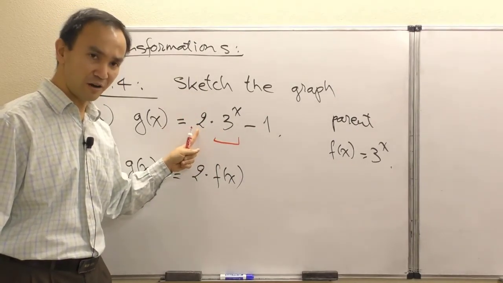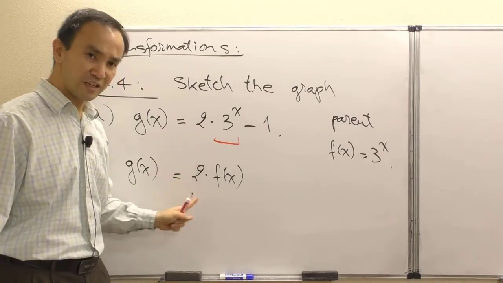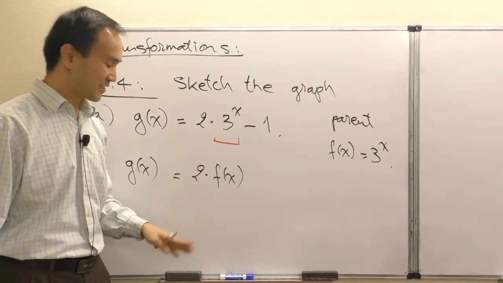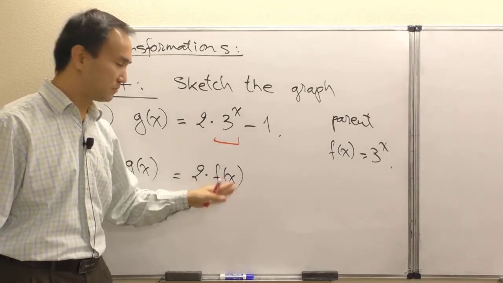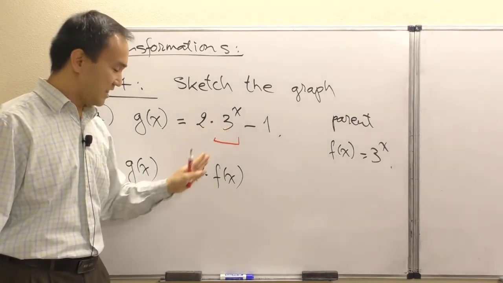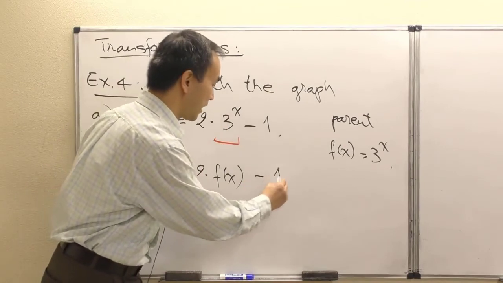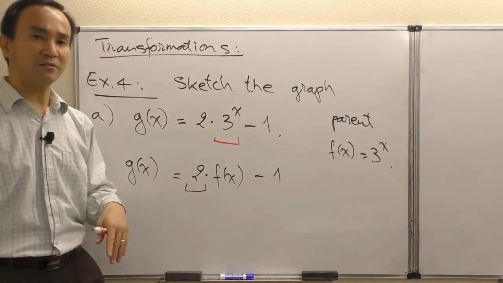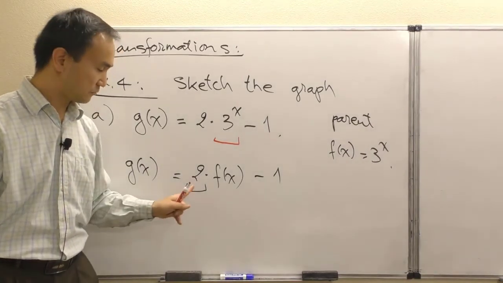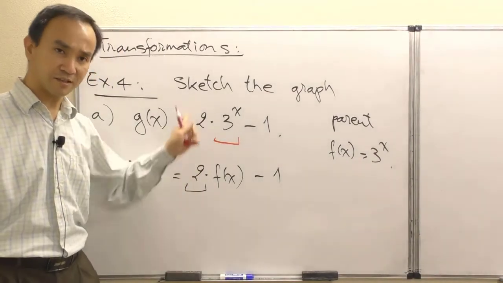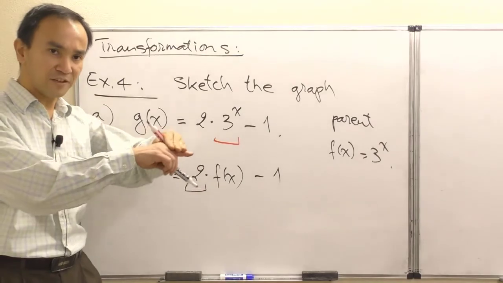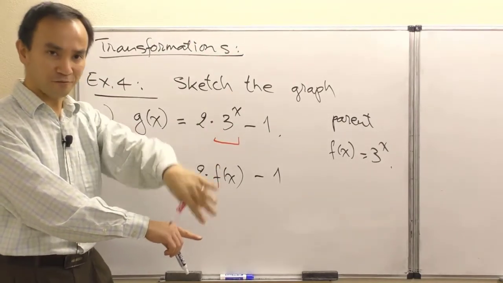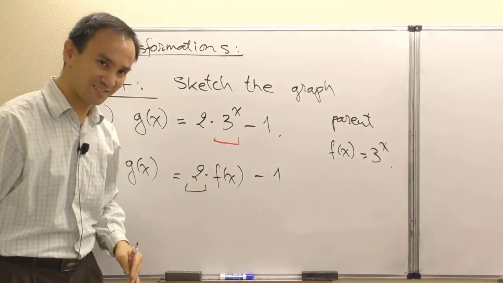So a lot of times we can have a coefficient in front of our exponential. This is the case right here: 2 multiplied with the outcome coming out of 3 to the x, and then that's minus 1. Okay, but with our understanding of transformations, this 2 is responsible for vertical scaling. It can make it vertically stretched or vertically compressed, or even flipped.